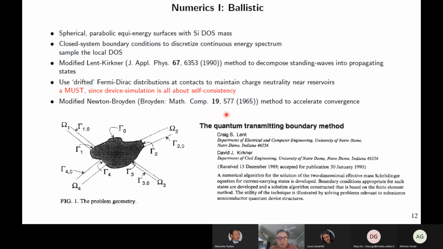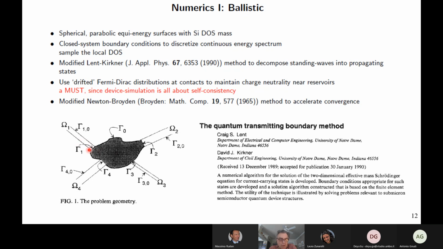Okay, I remind you that the quantum transmitting boundary method, which is an extremely powerful method, has been proposed by Lent and Kirkner way back then, some 30 years ago now. And the idea, as I said, is you have a blob, which is your device. You have some pipes or leads, which are your contacts. In this case, you have a two-dimensional device, this particular region in which you want to solve Schrödinger equation, and you have, in this example, 4 contacts.